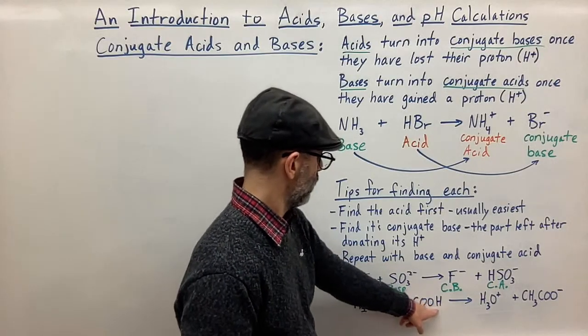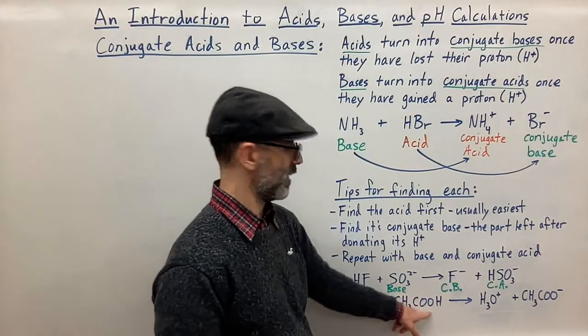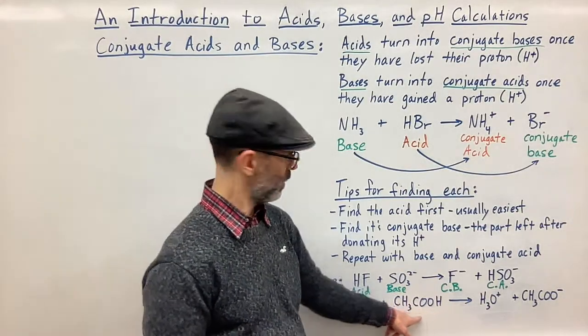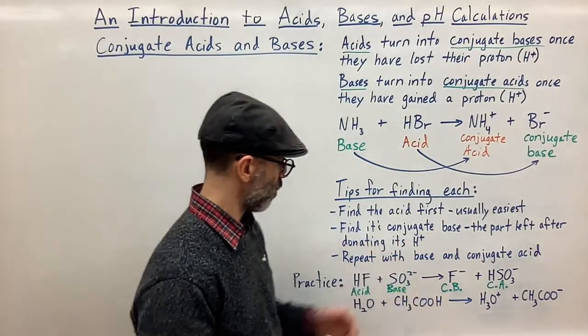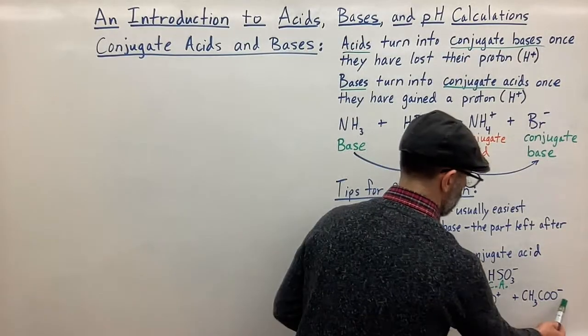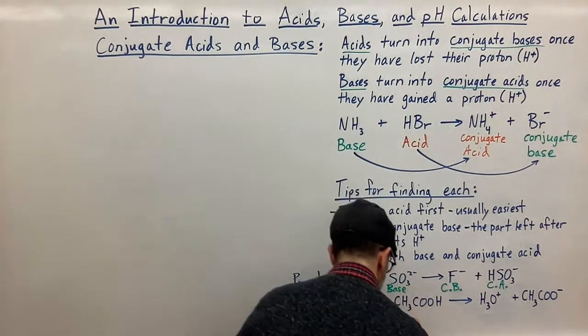Because here you have H. So that H is going to go away. COOH is a common grouping. So if you see a COOH, this H is an acidic H, it will give off. And you can also see over here that it's gone. So that's a dead giveaway that this is the acid.